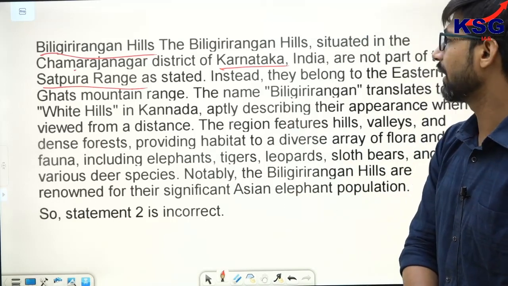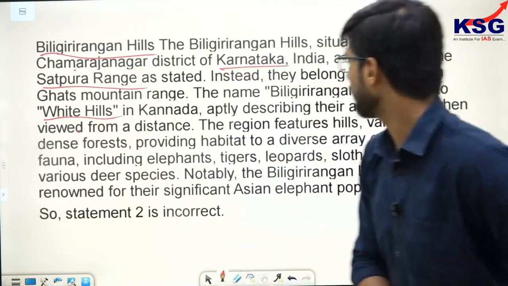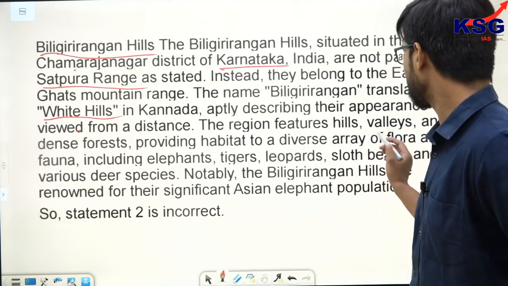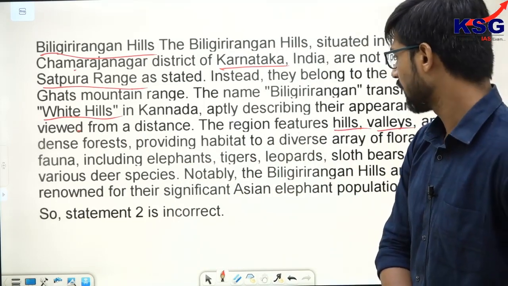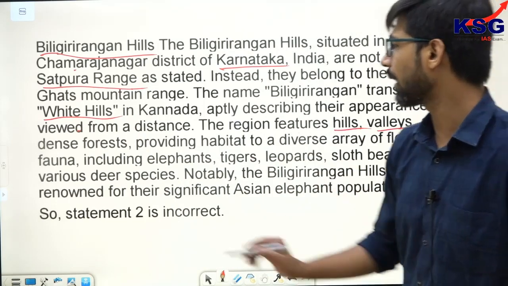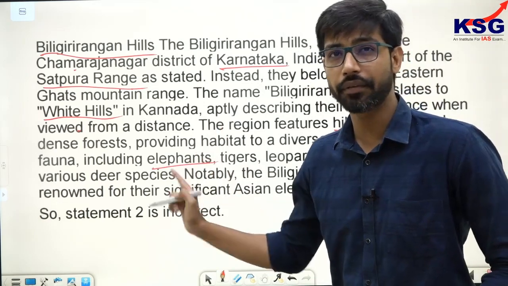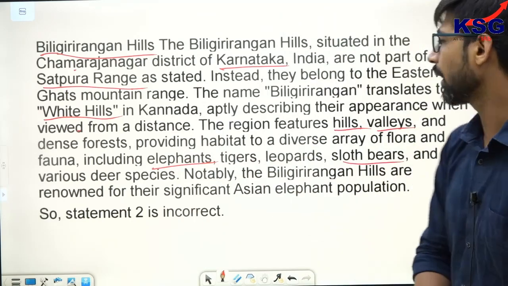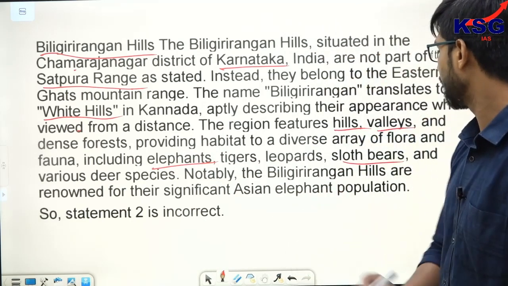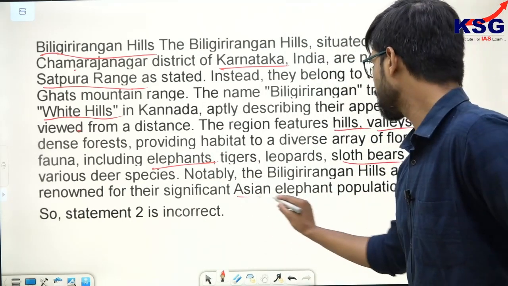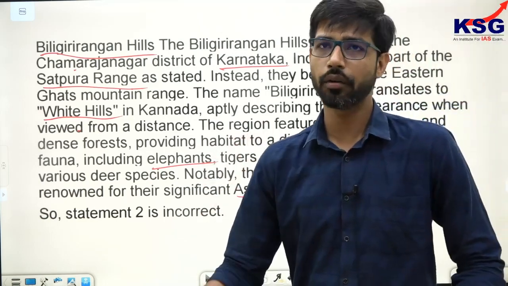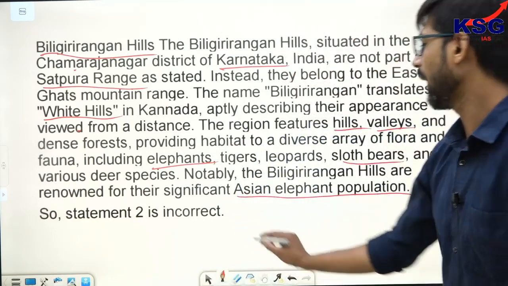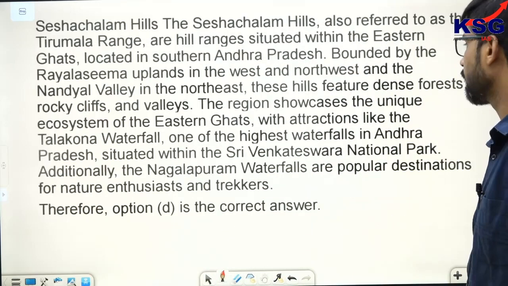The name Biligiri Rangan translates to white hills in Kannada, and it aptly describes their appearance when viewed from a distance. They look white. The region features hills, valleys, as well as dense forests, and provides a habitat to a diverse array of flora and fauna, including elephants, because Karnataka has a significant population of elephants, the highest. Tigers, leopards, sloth bears are also found, as well as various deer species. Notably, the Biligiri Rangan Hills are renowned for their significant Asian elephant population. That is why it is also important. UPSC has already asked a question in 2022 on elephants as well. So statement 2 is incorrect. Now let's come to the third one.